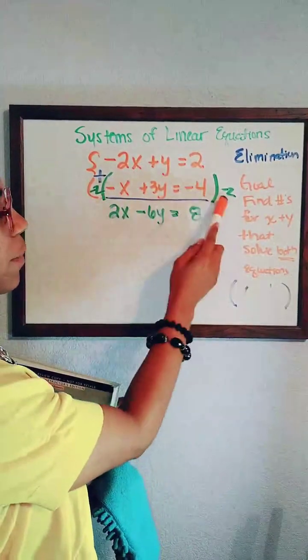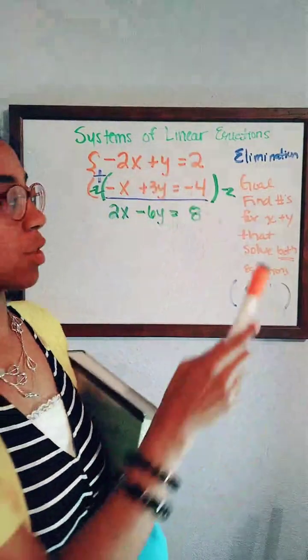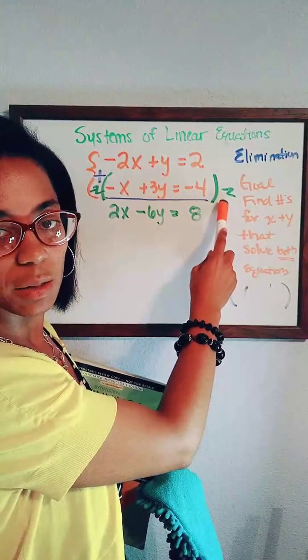Why did I multiply? Let's talk about it. Why did I multiply this equation? Everybody in the comments answer. Why did I multiply this equation by -2?